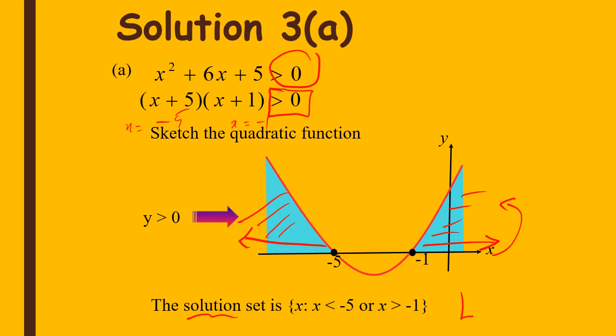Okay, so what is this part? Less than -5. So it will be from -infinity to -5 or -1 to infinity. Okay.